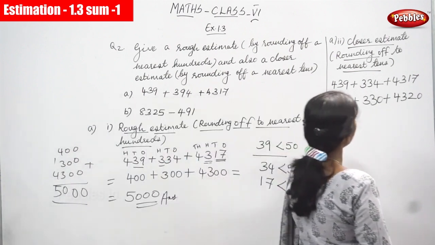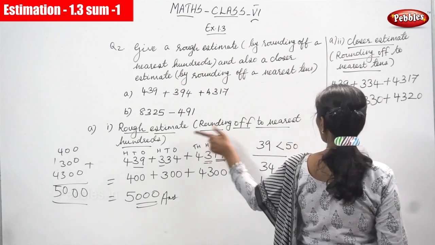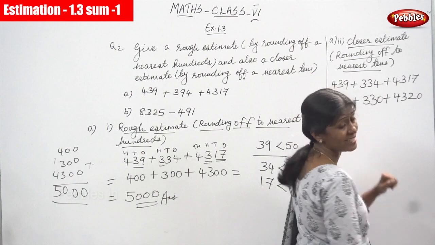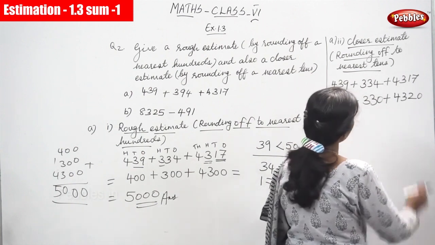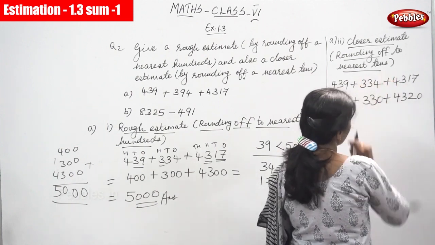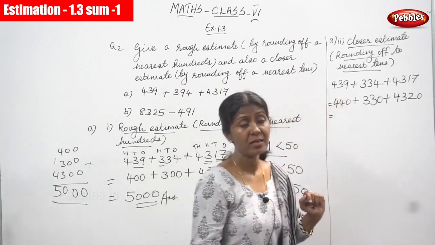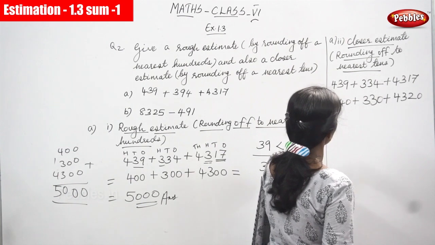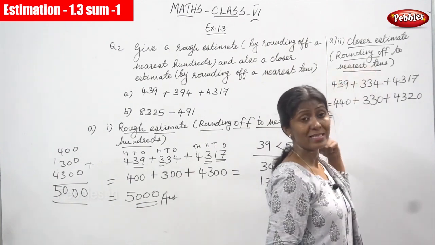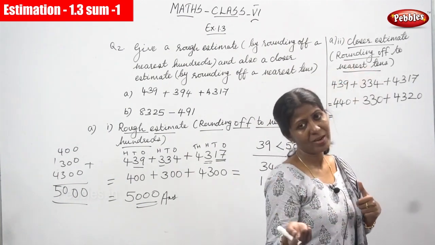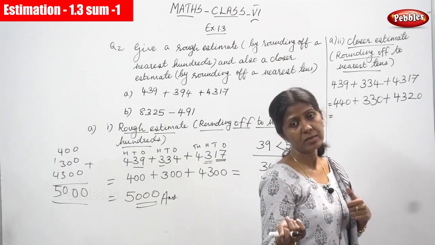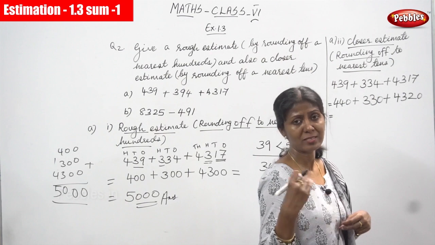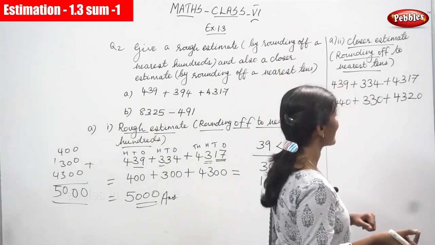Next is the same estimation, but it is a closer estimation. It is rounding off to the nearest 10. First we have done nearest to 100, and here we are going to do nearest to 10. This is the second subdivision: our first one is rough estimate, rounding off nearest to 100, and here closer estimate, rounding off to the nearest 10.